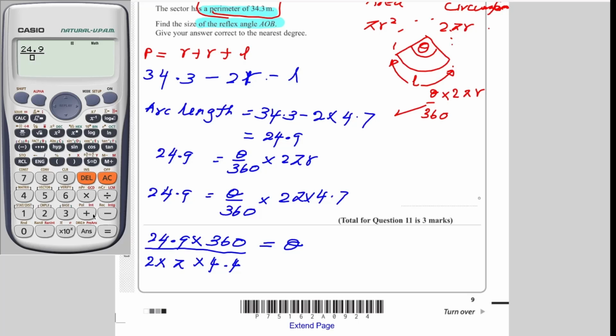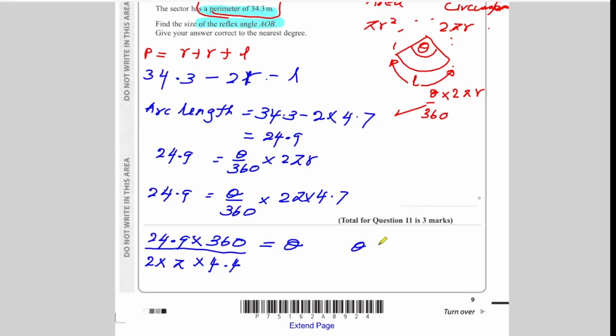24.9 into 360 over 2 into pi, shift and this pi into 4.7. Here 7 equals 303.5. 303.5 degrees. Here 7. Then it becomes 304 degrees. That's it.